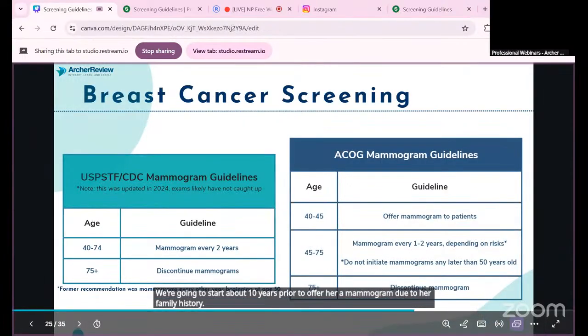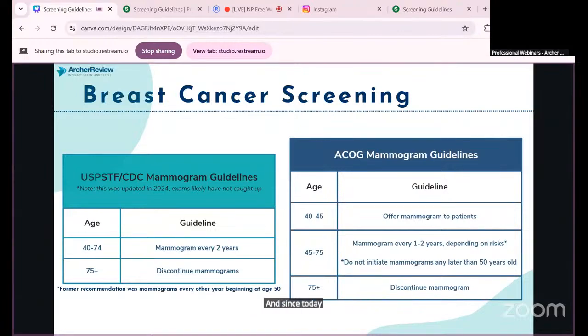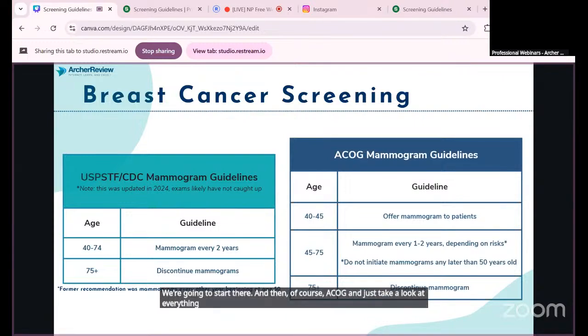So let's talk a little bit about the breast cancer screening guidelines for this patient. So there are several sets of guidelines for this that have been created and published by a lot of reliable sources. And since today we're really focused on the United States Preventative Task Force, we're going to start there. And then, of course, ACOG and just take a look at everything.